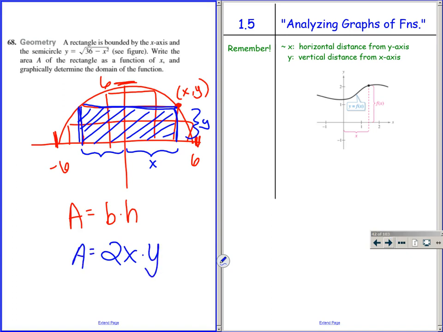Now hold on. They want area as a function of x and x alone. Well, I need to substitute. Good thing they gave me a clue. You guys see it?